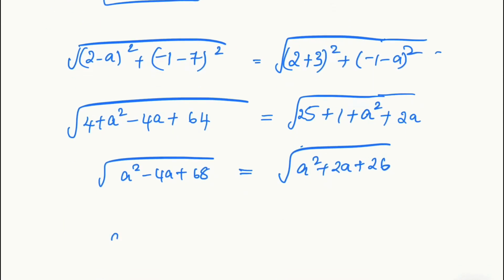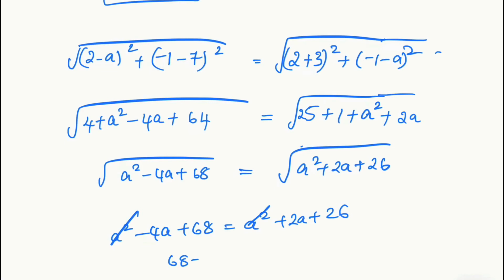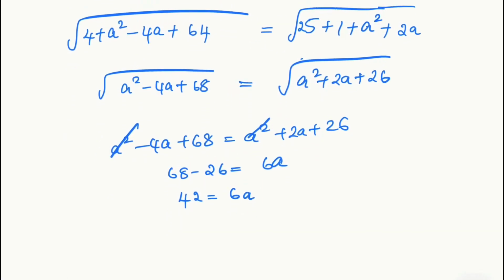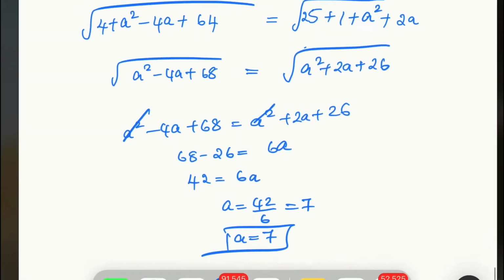Squaring on both sides, you will get a square minus 4a plus 68 equal to a square plus 2a plus 26. A square and a square get cancelled. Minus 4a, I can take to that side. So I get 68 minus 26 equal to 6a. 68 minus 26 gives 42 equal to 6a. So the value of a is 42 by 6, that is equal to 7. So you get a equal to 7. Hope it's clear to you.